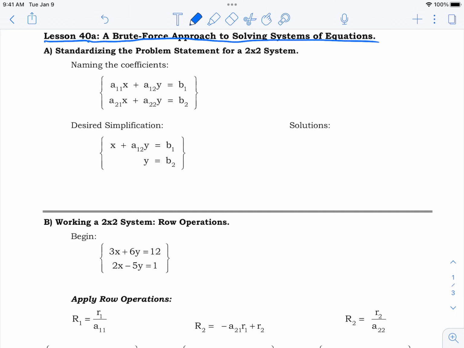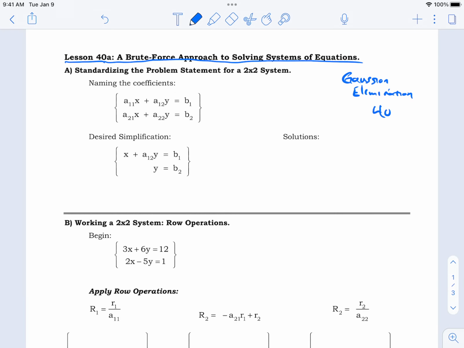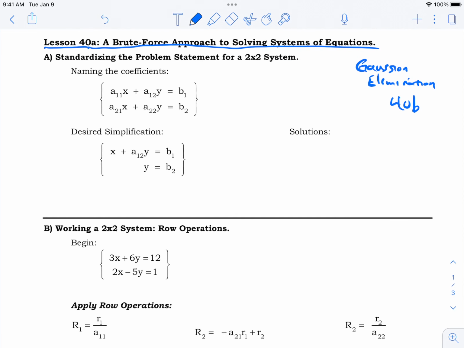This is something else, by the way. I might as well let you in on the secret. This is going to be something called Gaussian elimination. Gauss was the name of a math dude. Gaussian elimination, and that's what we will actually be doing in 40B. I'll give it the official name, Gaussian elimination, and we'll follow it in its official way. The purpose of 40A is to give you the background so that you can actually understand 40B. This is how we're going to take our approach to making a recipe.